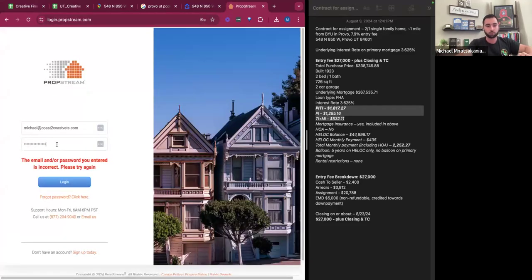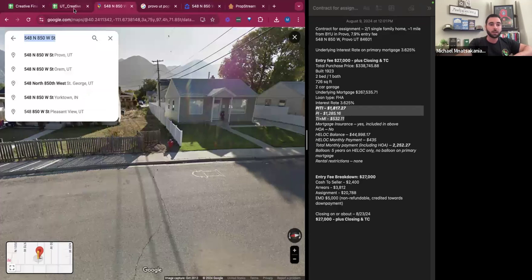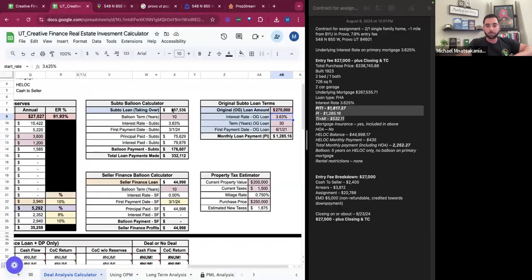Oh, well, all right, I don't know what's going on, whatever, we don't need it for this. I don't want to try to figure out a password reset right now. So let's just move on. All right. So if you wanted more accurate mortgage information, you could look it up on PropStream. I have plenty of videos where we're doing that, so please just look at another video for that.